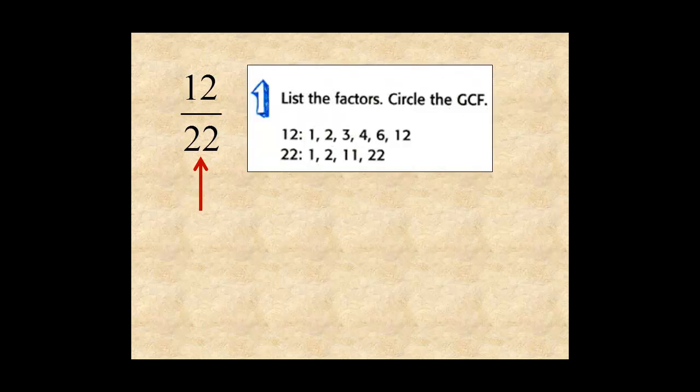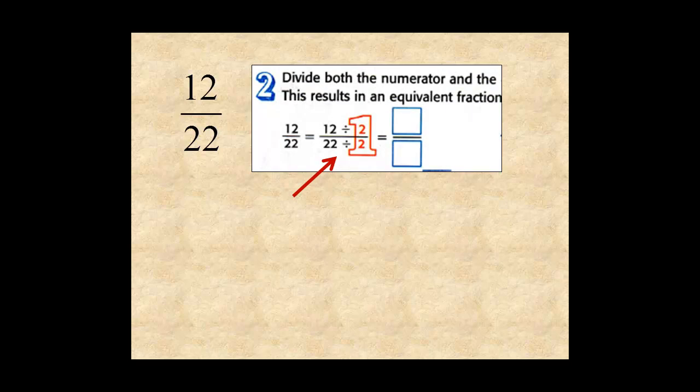In example 1, to simplify the fraction 12 over 22, in step 1, list the factors of 12 and 22. And you can see that the GCF is 2. For step 2, divide the numerator and denominator by 2, and you get the equivalent fraction 6 over 11. Notice that now the GCF of the numerator and denominator is 1.